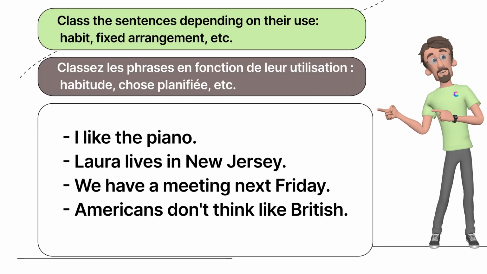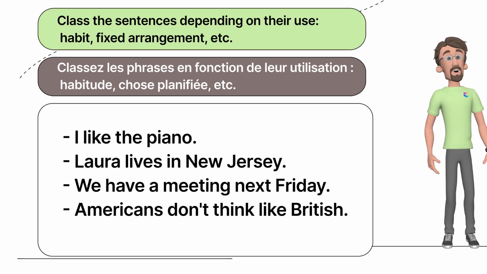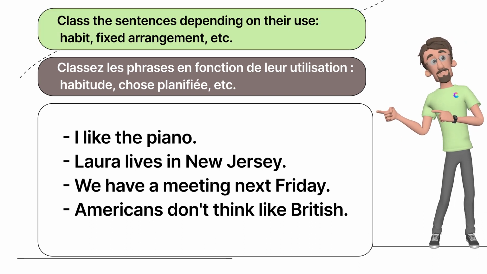Classify the sentences depending on their use: habit, fixed arrangement, etc. I like the piano. Laura lives in New Jersey. We have a meeting next Friday. Americans don't think like British.